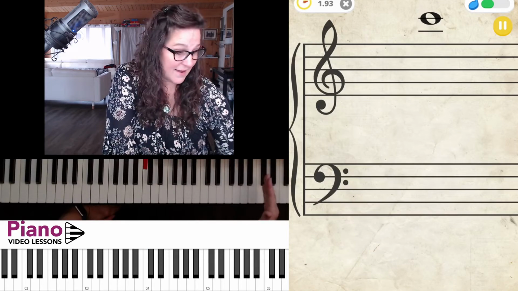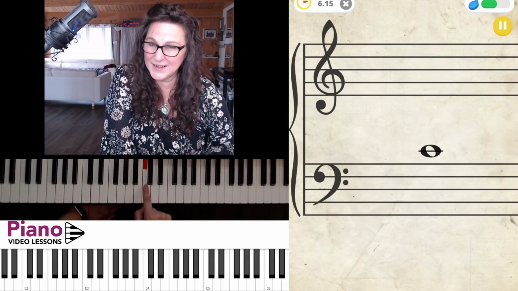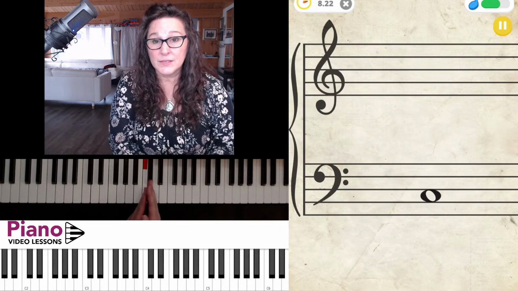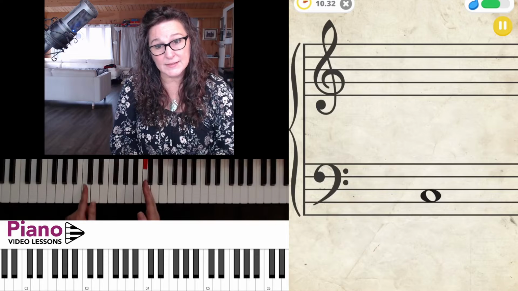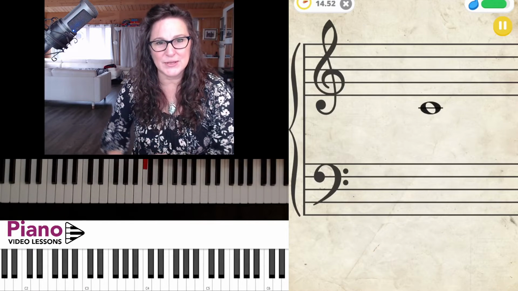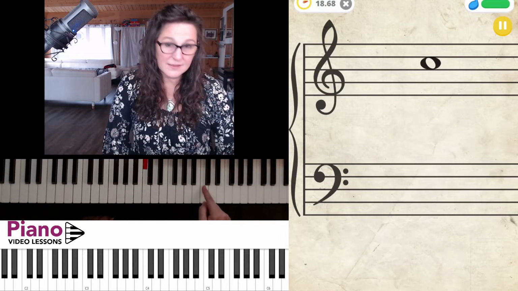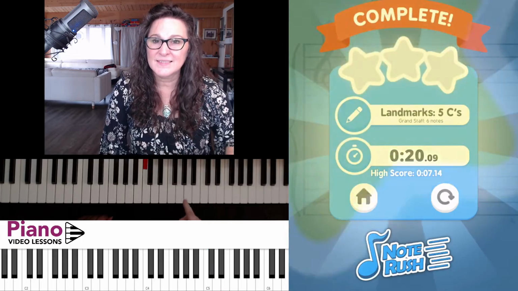And now this is our high C, 2 ledger lines above. Middle C now, right in the middle. This is bass C, down 3 spaces. And there's our low C, 2 ledger lines below. Middle C again. And here's up 3 spaces, treble C.